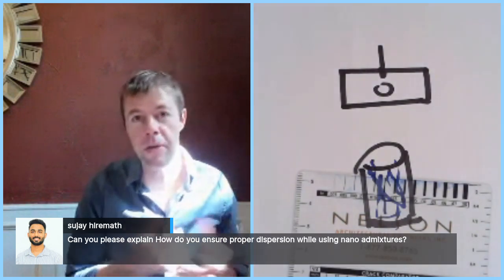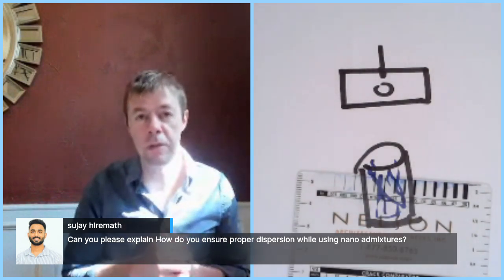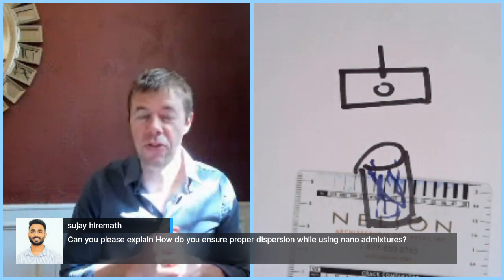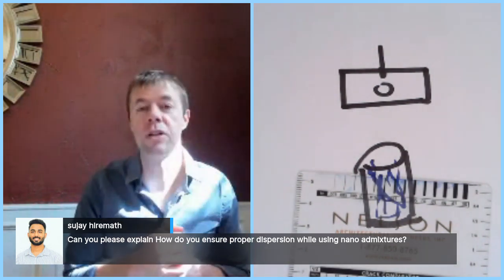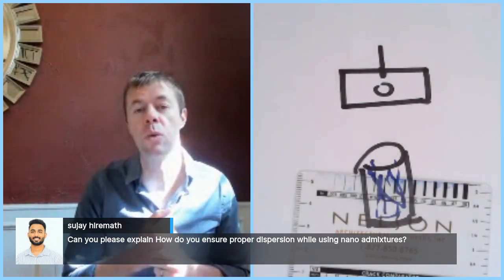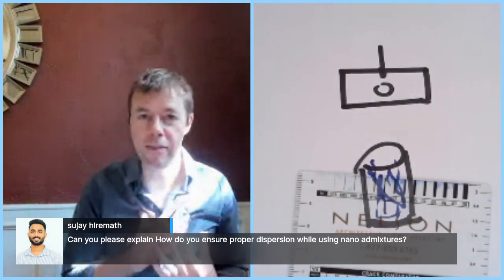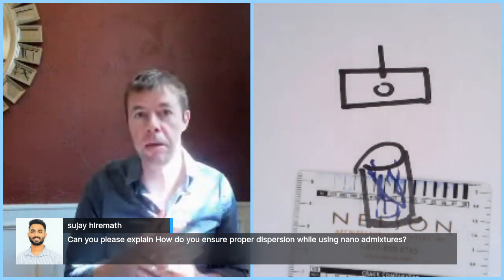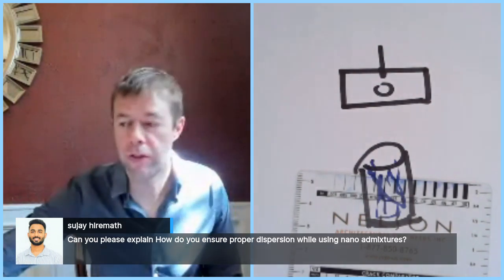That's a challenge. Then in the mixer itself, you want to have really, really good mixing energy. But I think there's a lot of people that think that the mixing energy itself is going to create enough energy to disperse those things. And I haven't seen that in my work, but maybe you guys know something that I don't.